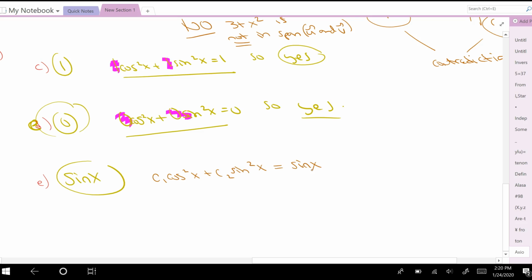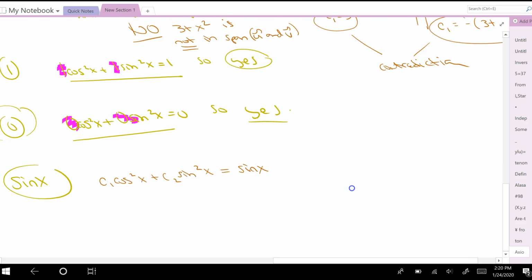I'm going to use a convenient value for x to input. My goal is to find a contradiction. I think I'm going to do x equals pi over 2, because sine of pi over 2 is 1. So let x equal pi over 2, and I get c1 times 0 plus c2 times 1 equals 1. Therefore, this tells me c2 equals 1.